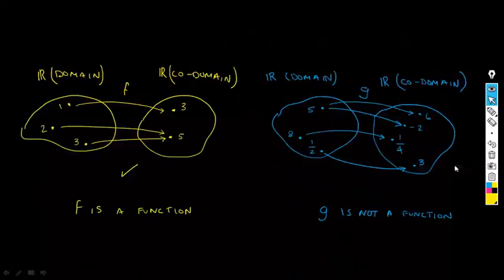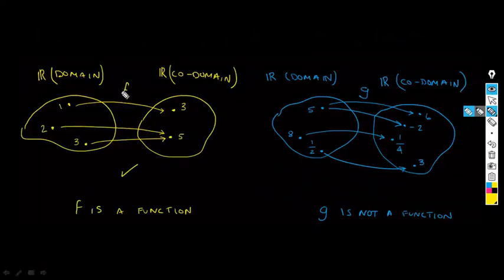Let's move on to more examples. Okay, now let's look at these two. Let's look at f. And I'm telling you that f is a function. What is f? F is a machine that is transforming elements of this set, which is the set of real numbers. And remember, this set is called the domain of the function.